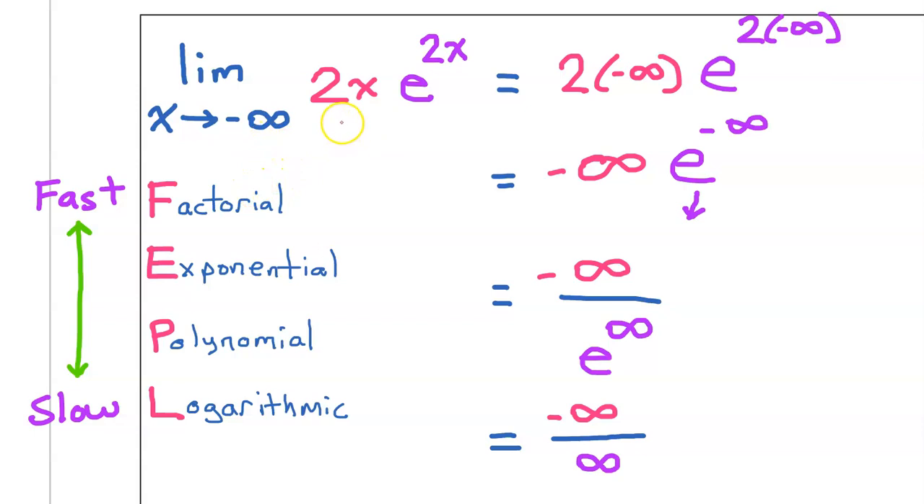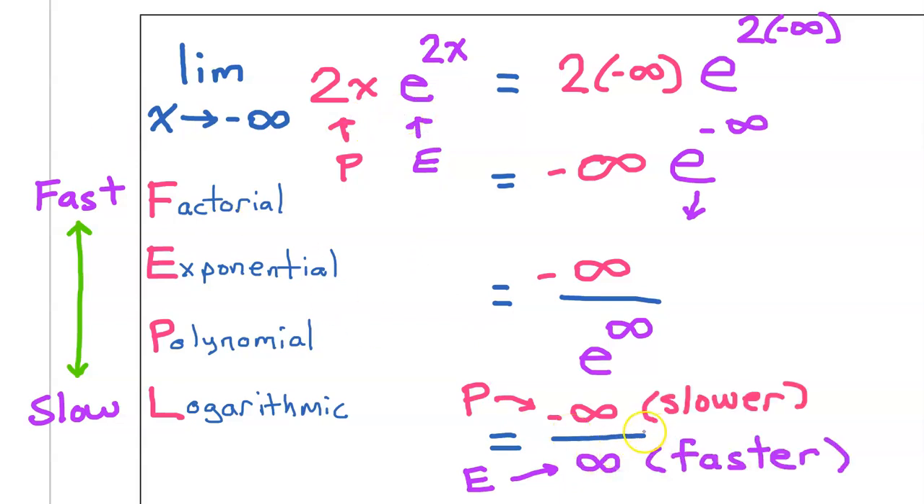In this case, we have 2x, which is a polynomial, versus e to the 2x, which is exponential. So which one grows faster? Exponential grows faster than polynomial. Remember that the infinity in the numerator is the polynomial expression, and the infinity in the denominator is the exponential. So we have this slower growing infinity divided by a faster growing infinity.